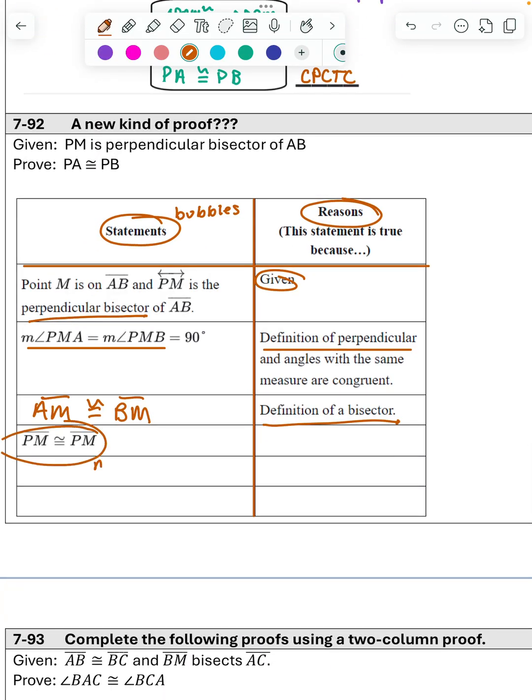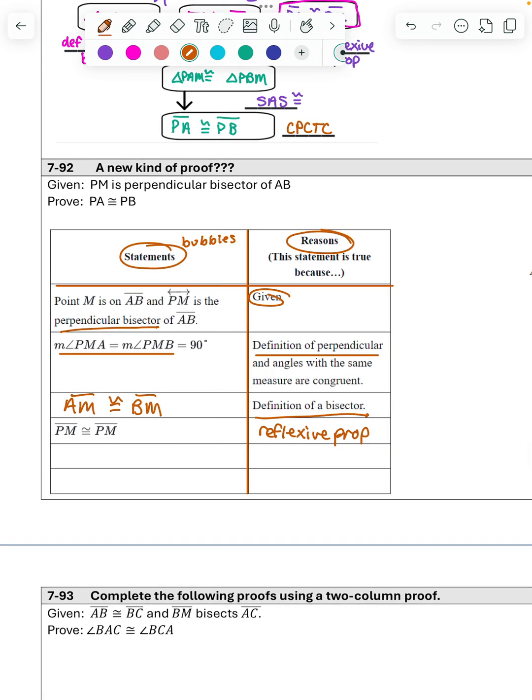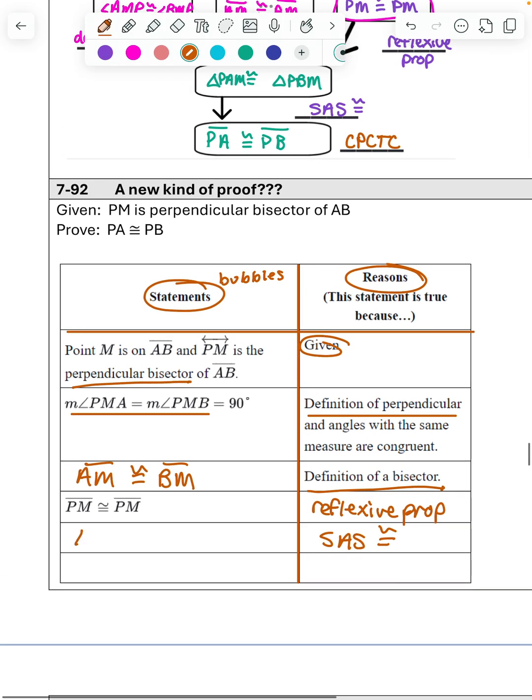So instead of putting that in a bubble and putting reflexive underneath, we just get to put this on the left and reflexive property on the right. Finally, we have the angles here and a side, but they're in the order of side, angle, side. So we are able to say that the triangles are congruent because of side, angle, side congruency. So I'm going to go ahead and say that triangle PAM is congruent to triangle PBM.